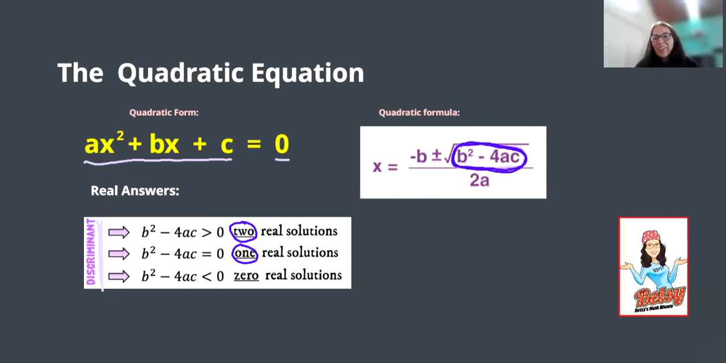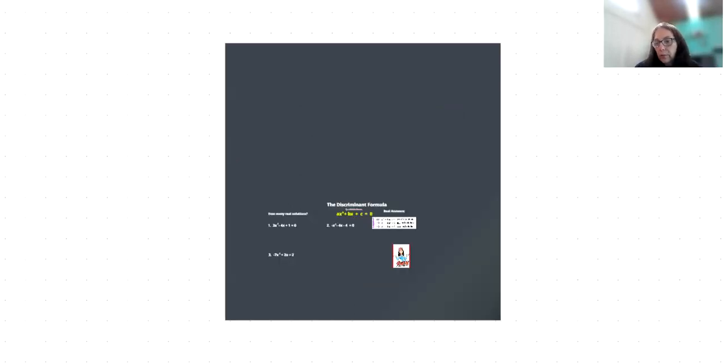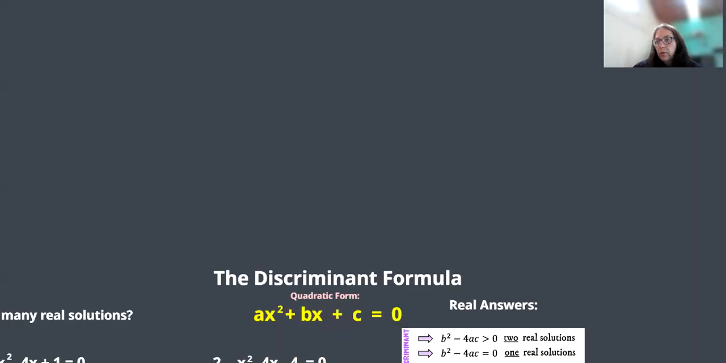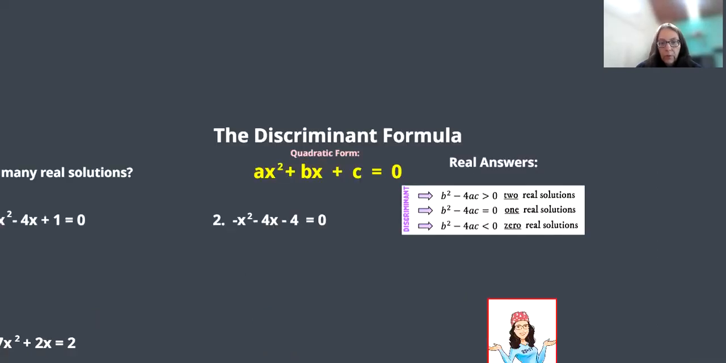All right, let's test it. Let's try it out. Let's go to the next page, page 6. Let me make this a little bigger and move it up. There we go. And let's move it over a little bit.